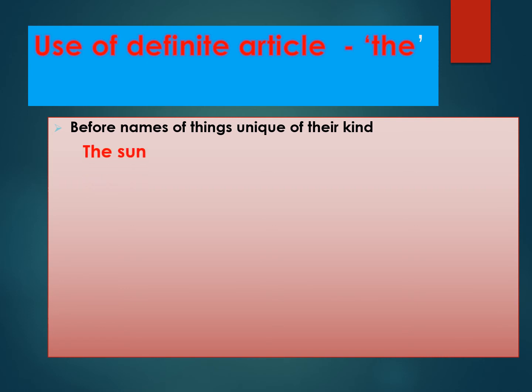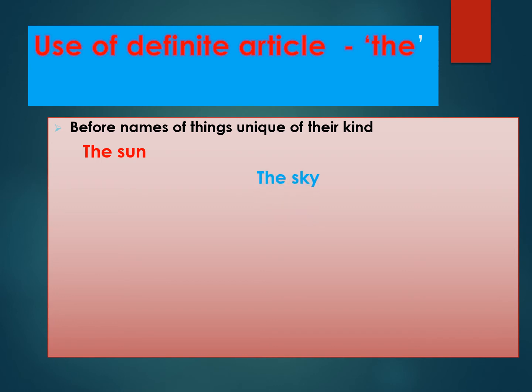Example: the sun. Sun is the noun. Sun is the only thing of its kind. You don't find any other sun in the whole universe. It is the only one thing. That's why it's a unique thing. So before unique things, we can use the definite article the.